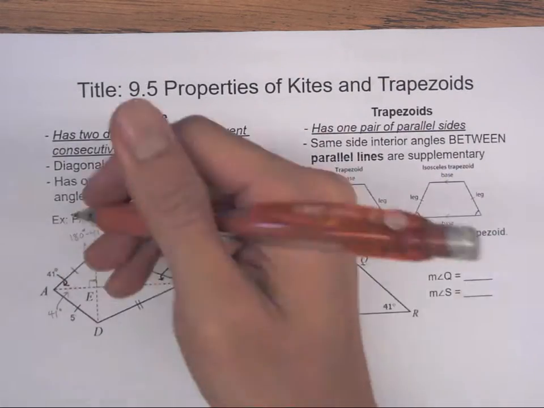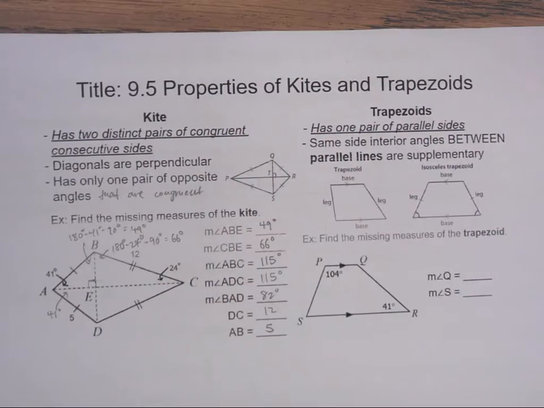DA is 5, AB has to be 5. Okay, so that's pretty much how you do that one. Alright, so now we're going to go into trapezoids.